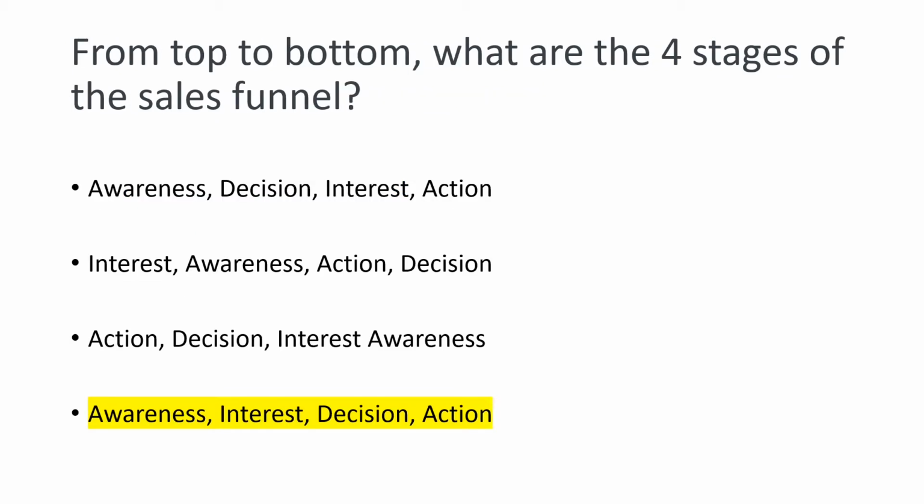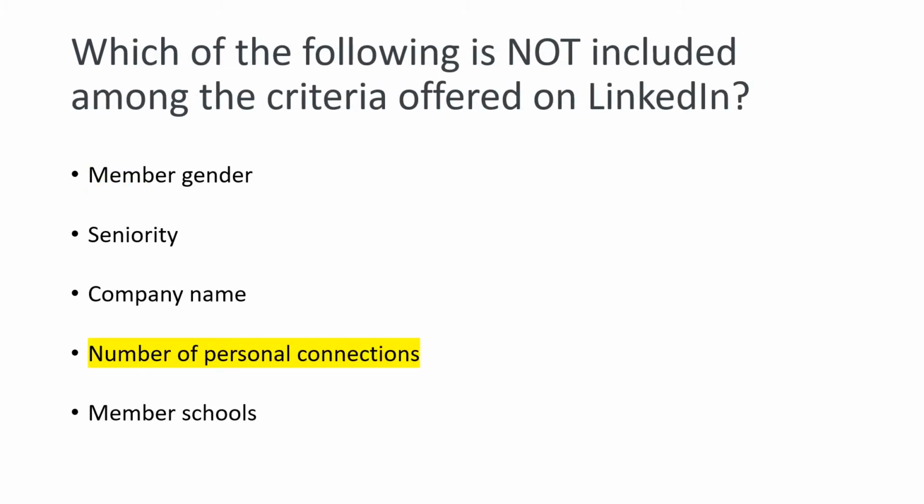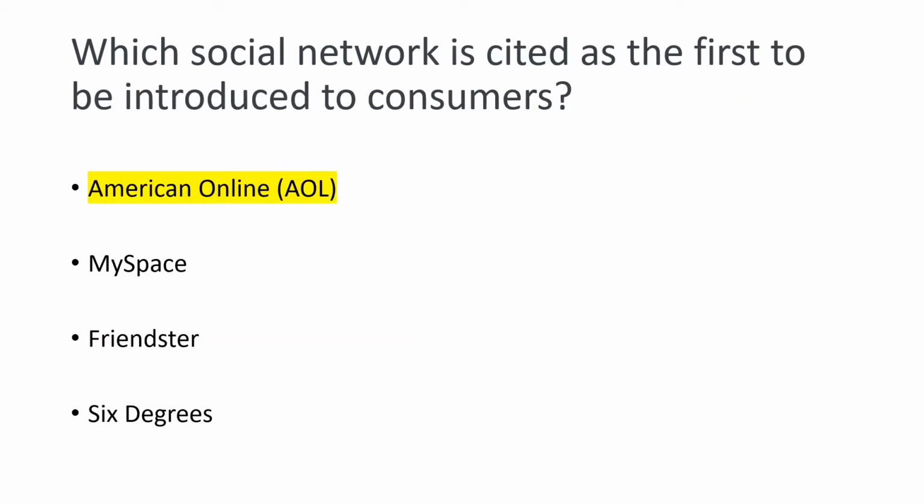22. From top to bottom, what are the 4 stages of the sales funnel? Awareness, interest, decision, action. 23. When creating a Facebook advertising campaign, you can target by gender. True. 24. Which of the following is not included among the criteria offered on LinkedIn? Number of personal connections.